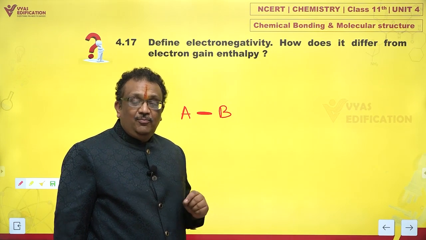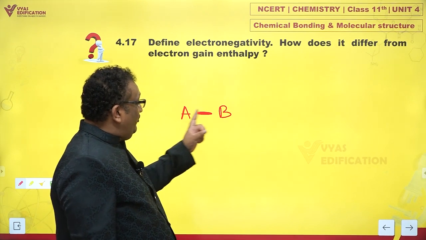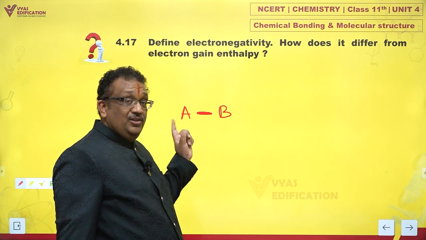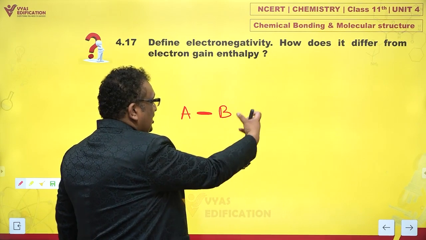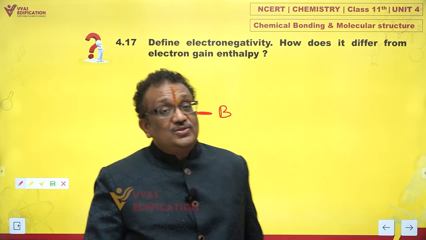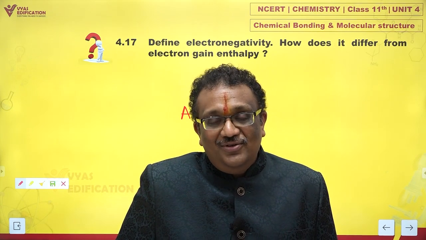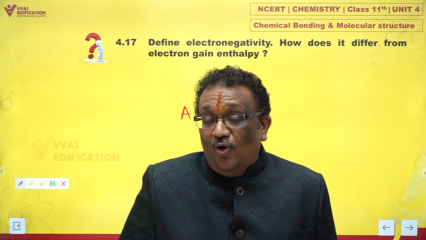Electronegativity is defined for an atom. And how do we define it? The tendency of an atom to attract the shared electron cloud towards itself in a covalent bond is called its electronegativity. Atoms are not honest.